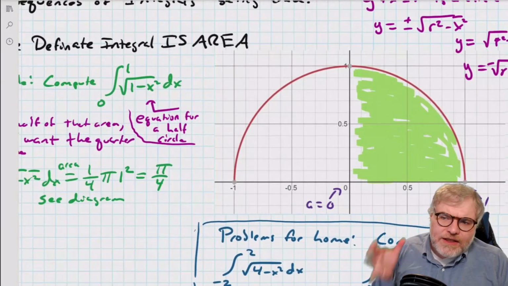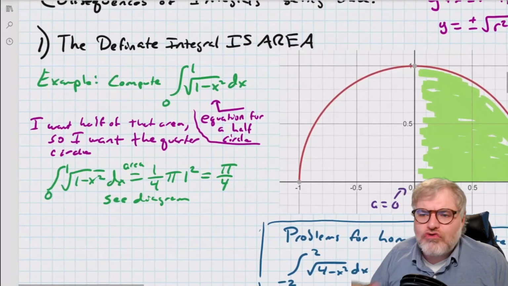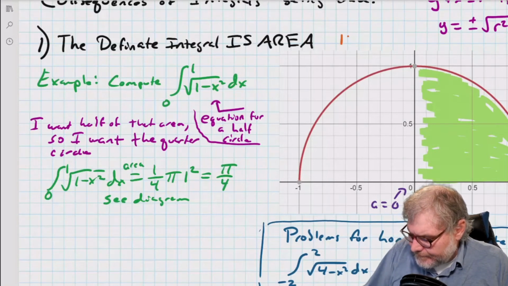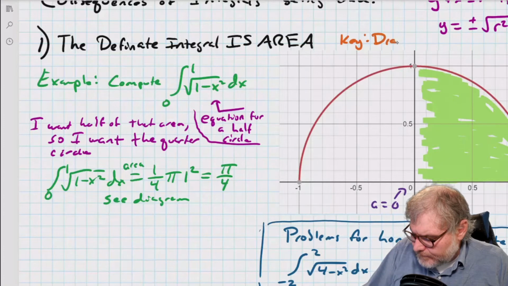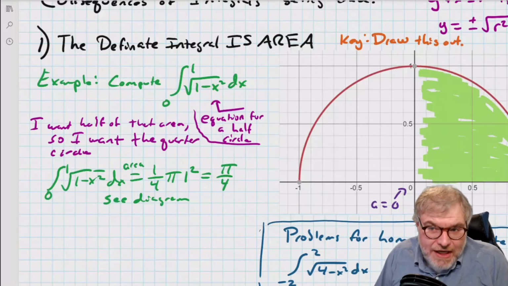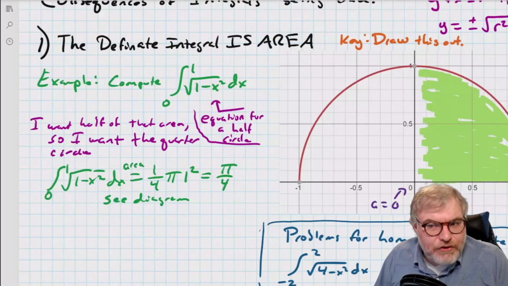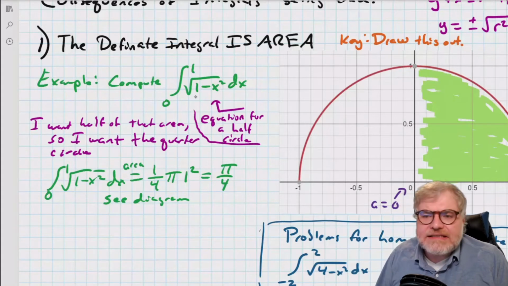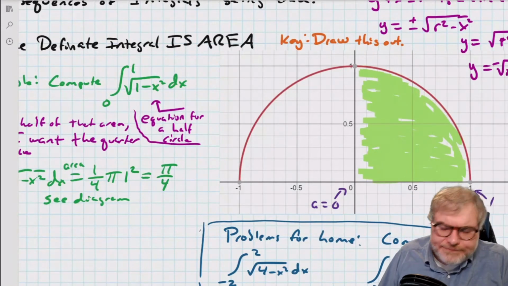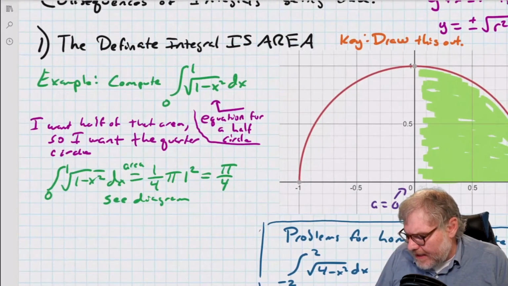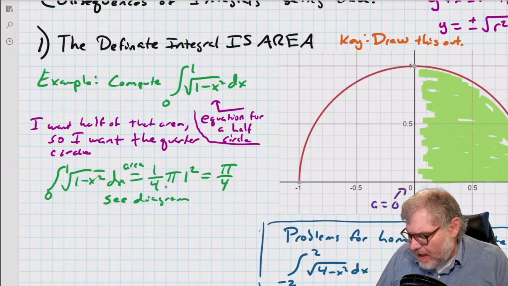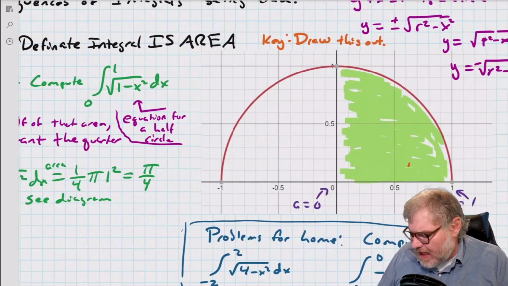So the key, if you're going to use this bit, is to draw it out. If you get a problem and you're not quite sure how to evaluate the integral, graph it if you can. And if you have something like this, that's a circle. Just remember that's a circle. Here, this area right here is going to be a quarter of the circle. So I'm going to have 1 quarter pi r squared, which gives me pi over 4. And there's the diagram for it.